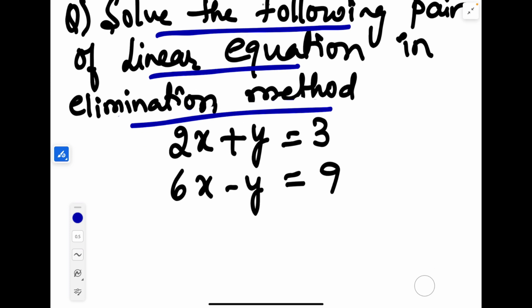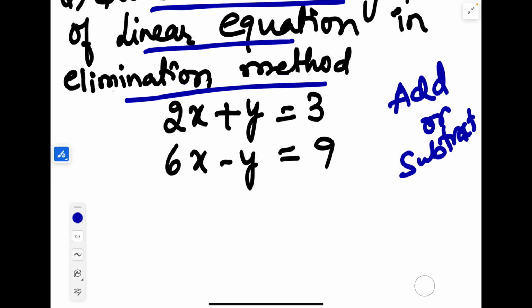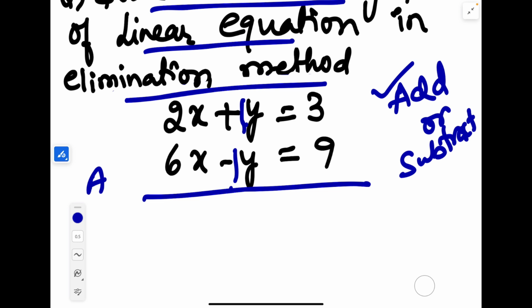Now, whenever we are going with the elimination method, we can add or subtract to eliminate one variable. Here if we observe, the coefficient of y is 1 in this equation and in the other equation the coefficient of y is minus 1. So plus 1y and minus 1y will be eliminated when we do the addition of it, right? So now we are going to add these two equations.